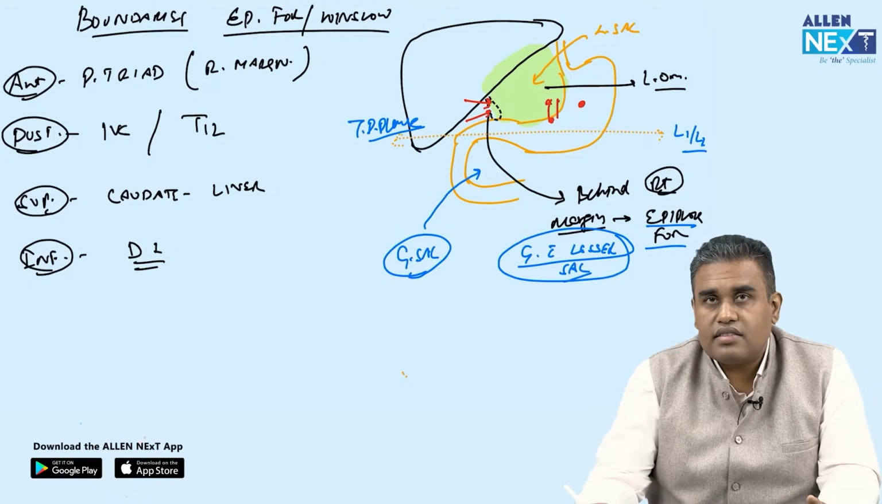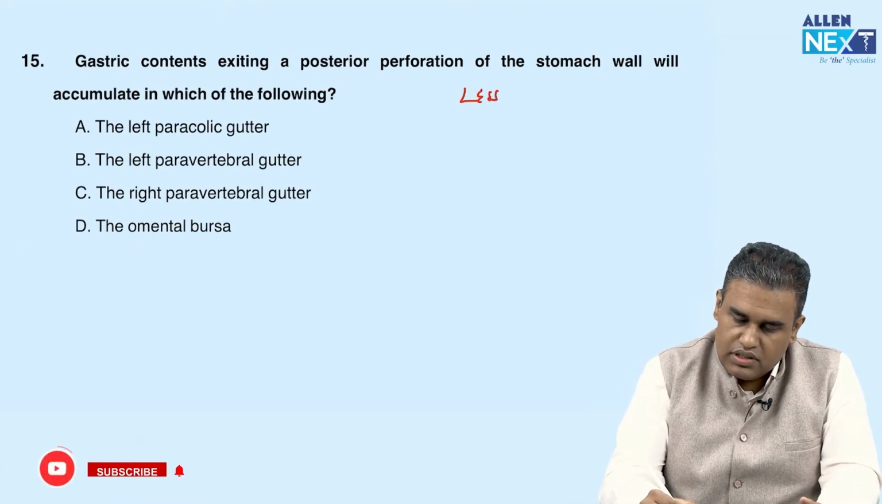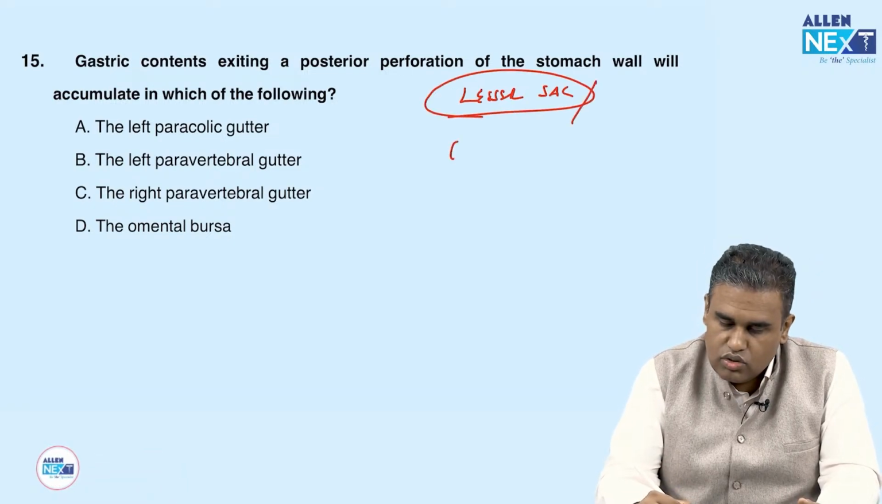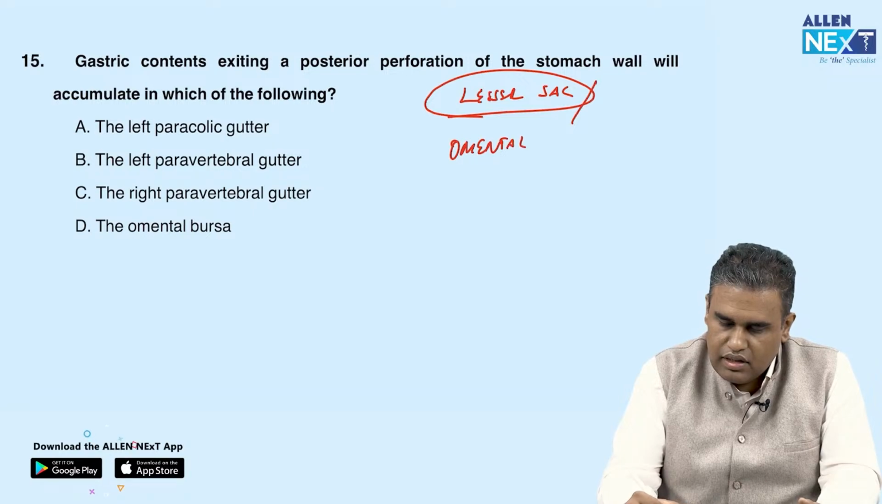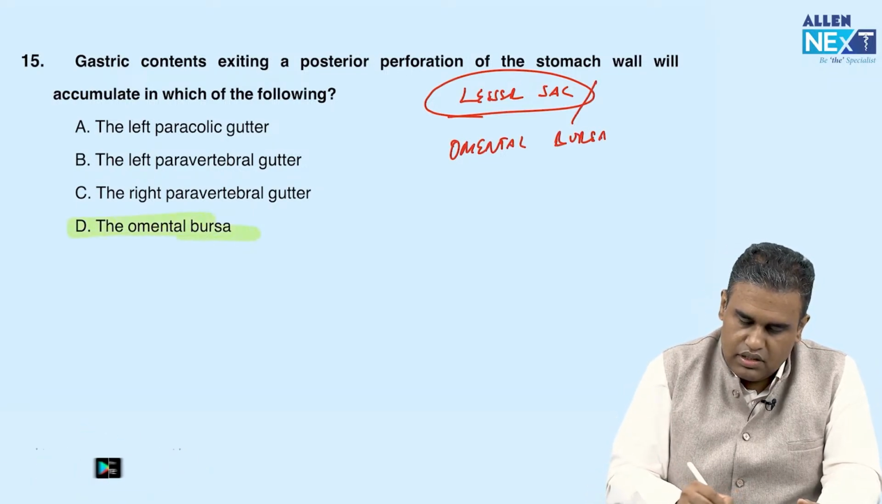Posteriorly in the lesser sac. Lesser sac would be the answer, but the good point over here is that there is no lesser sac in the option. So do remember, lesser sac is also known as omental bursa. Hence, I guess that should be one of the options, and that is indeed option number D.